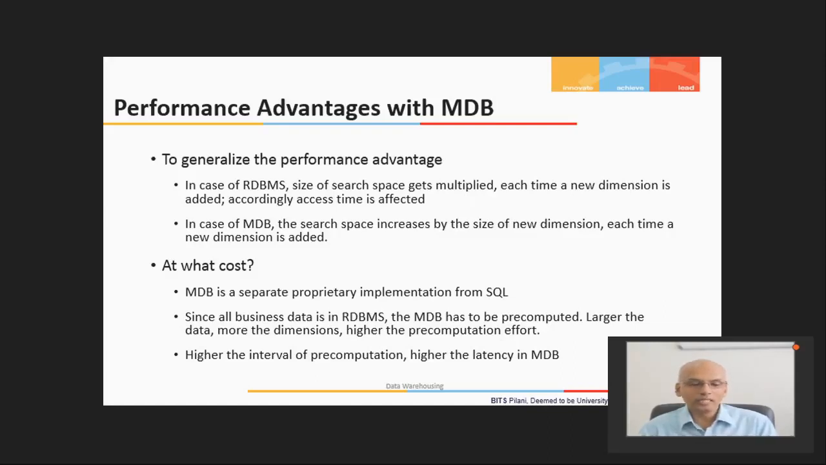So what that means is that you need to pre-compute at a predetermined point, maybe at the beginning of the day or maybe at the end of the week. So there will be an interval of pre-computation. The moment you have an interval of pre-computation, you are introducing latency into the multidimensional database. So these are some of the costs, and added to that you have a huge license cost that you may end up paying, because for RDBMS you have the license in any case, because you run most of your business applications through the RDBMS.